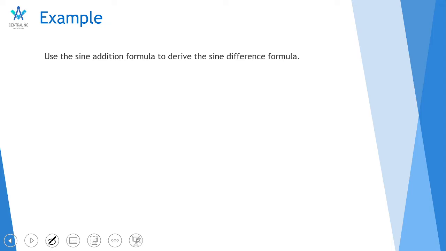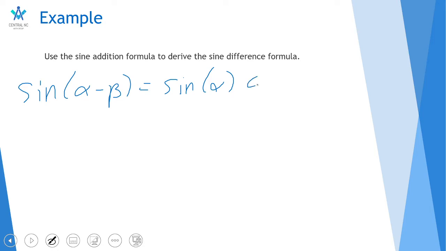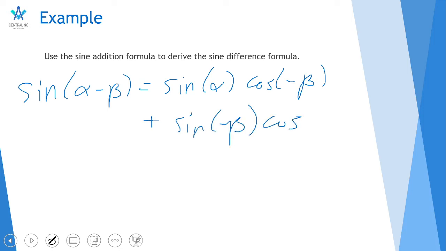Hopefully you understood what I just wrote, so I'm just gonna rewrite that second line. Sine of alpha minus beta is equal to sine of alpha cosine of negative beta plus sine of negative beta cosine alpha. So essentially what we did here is we took the sine addition formula and then we plugged in negative beta for beta. But we're not done yet here.